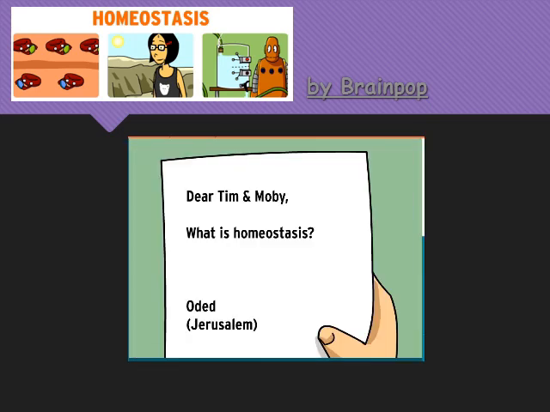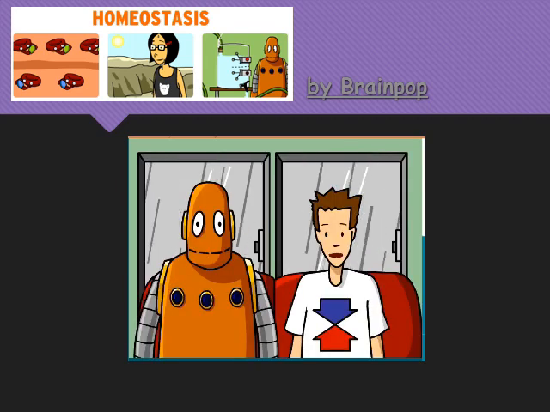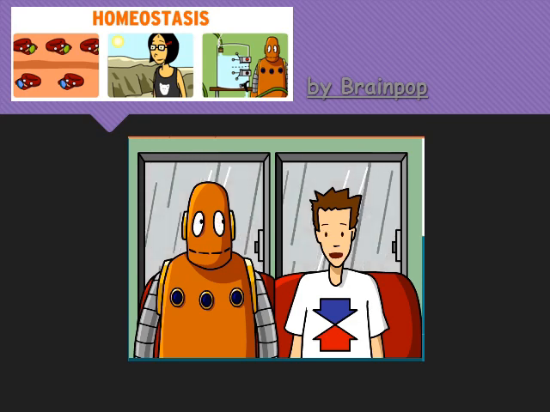Dear Tim and Moby, what is homeostasis? From Oded. That's a great question, Oded. We all know that the conditions in the outside world change all the time. But things are different inside your body. The conditions in there don't really change at all.